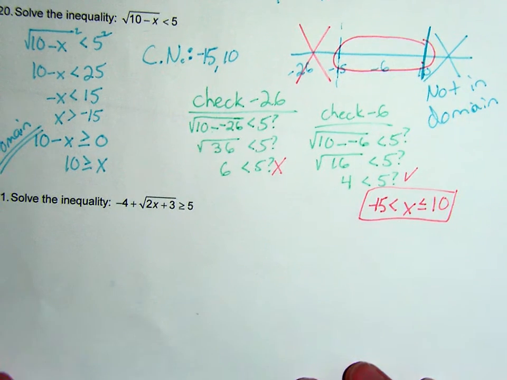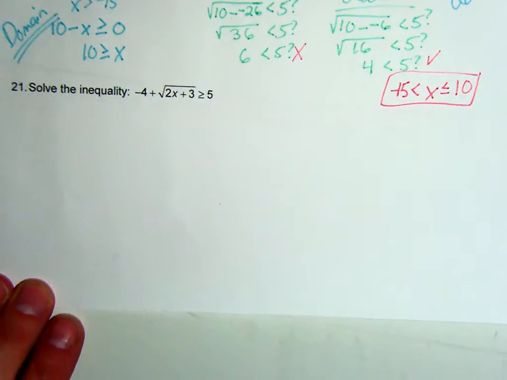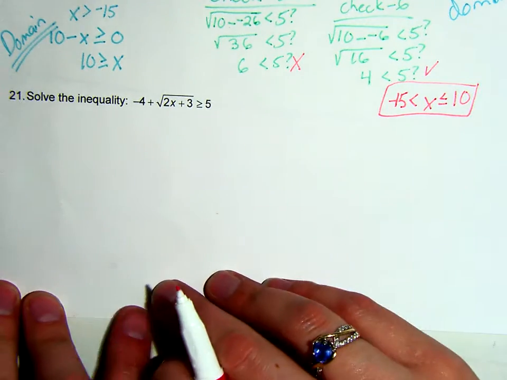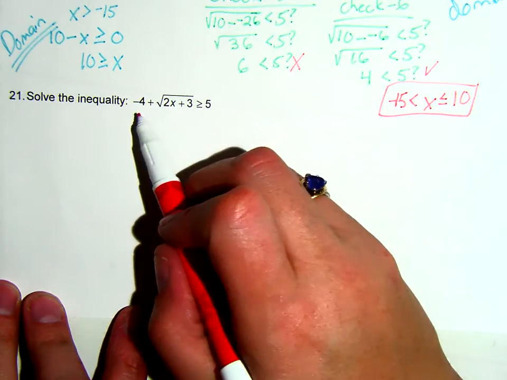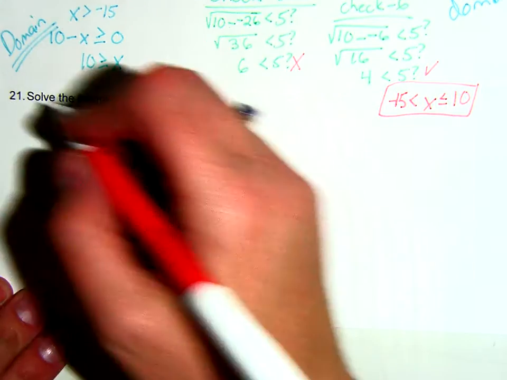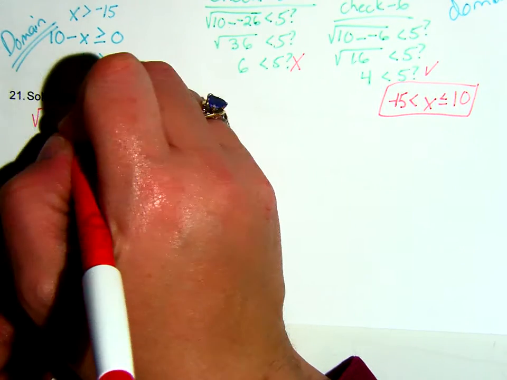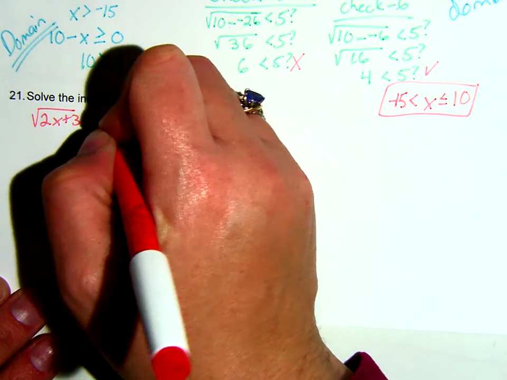Number 21. Okay, first thing we need to do is isolate the root so that we can solve. We're going to move the negative 4 to the other side, and we get the square root of 2x plus 3 is greater than or equal to 9.